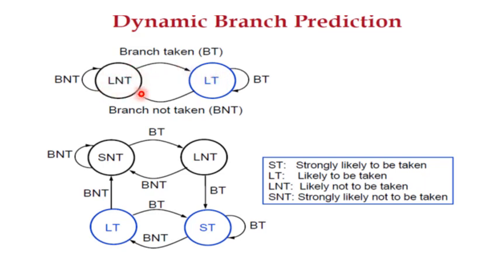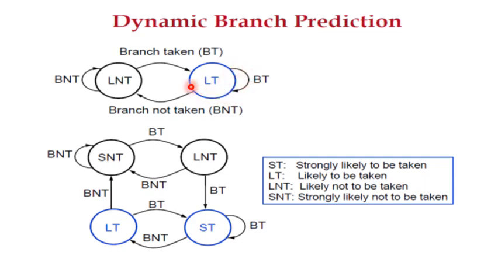Suppose that the algorithm is started in the state of branch likely not to be taken. When the branch instruction is executed and if the branch is taken, the machine moves to the state LT, likely to be taken. Otherwise, it remains in the state LNT. The next time the same instruction is encountered, the branch is predicted as taken if the corresponding state machine is in state LT. Otherwise, it is predicted as not taken.